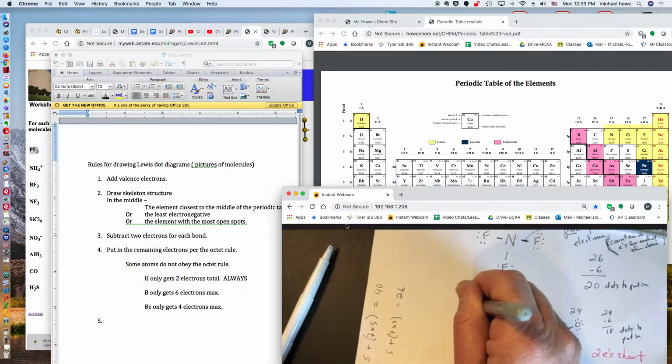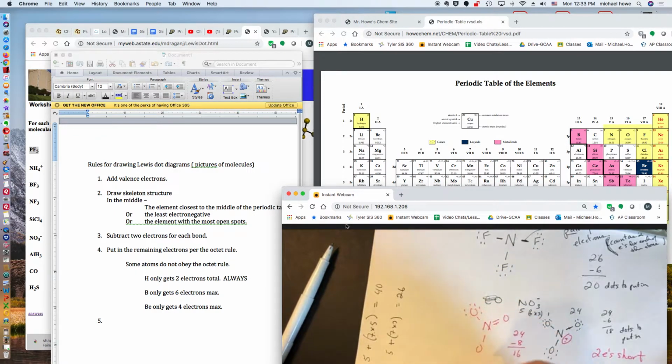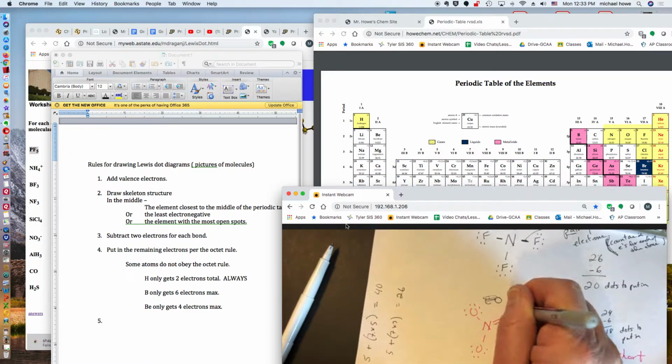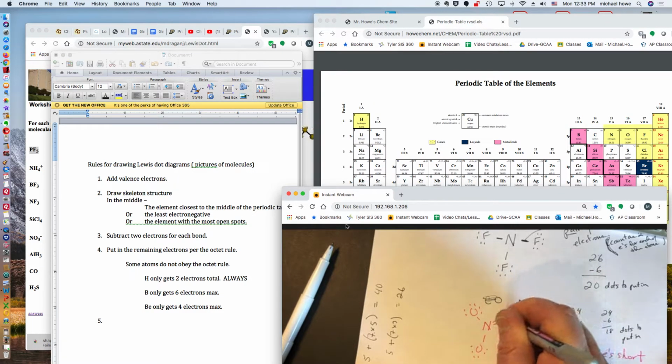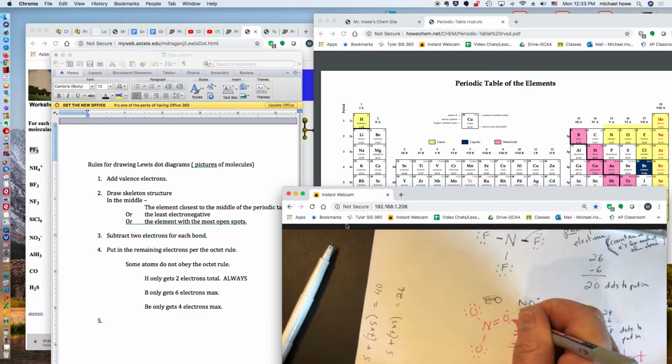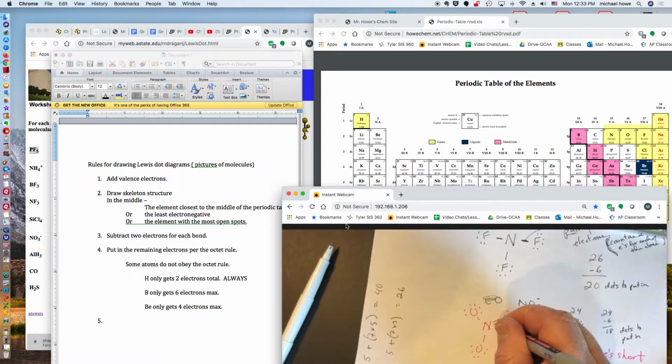So 1, 2, 3, 4, 5, 6, and that oxygen's happy. That leaves us 4 more to put in. So I can put 1, 2, 3, 4. Would that satisfy this oxygen? And the answer to that is yes, because you have 2, 4, and then these 2 and these 2 make 8. And around the nitrogen, 2, 4, 6, 8. So by sharing a pair of electrons, we can make everything happy.